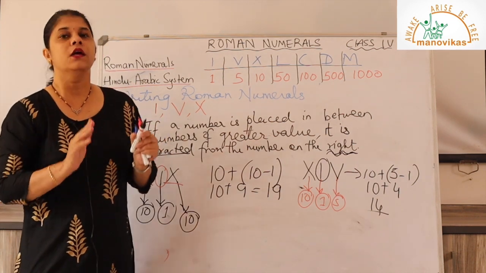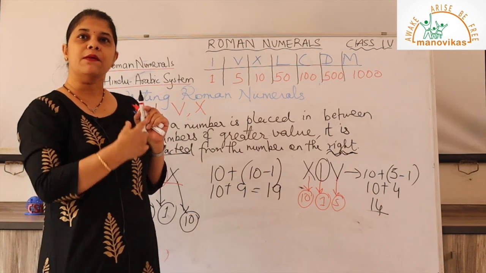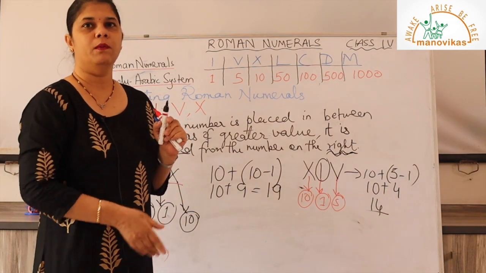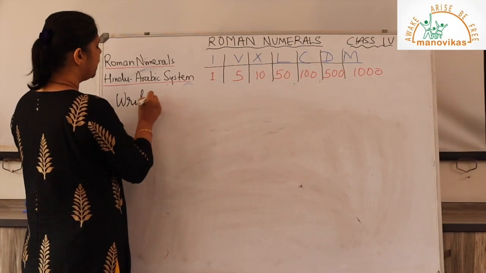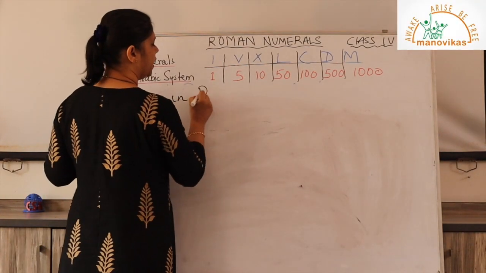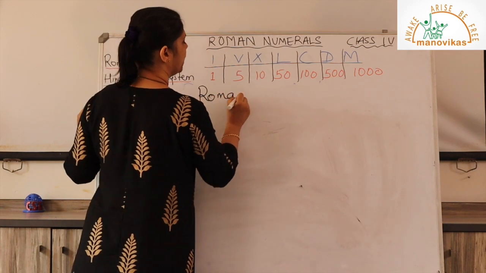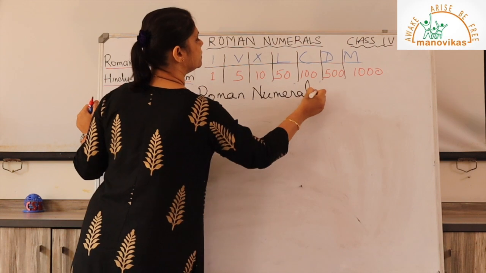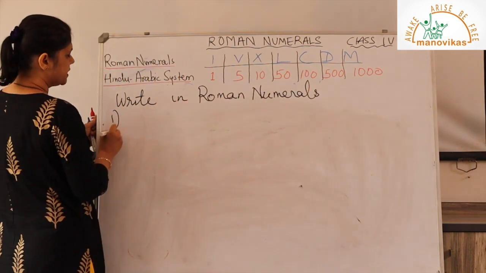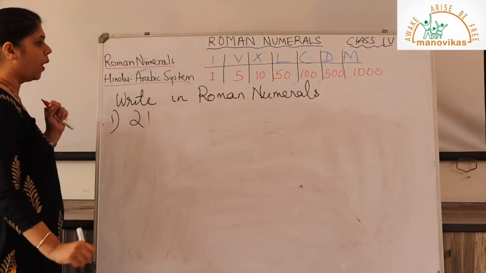Now that all the four rules are clear, you will definitely know how to write the Roman numbers now. So we will see some examples of how to write the Roman numbers. Write in Roman numerals. The first number is given as 21.